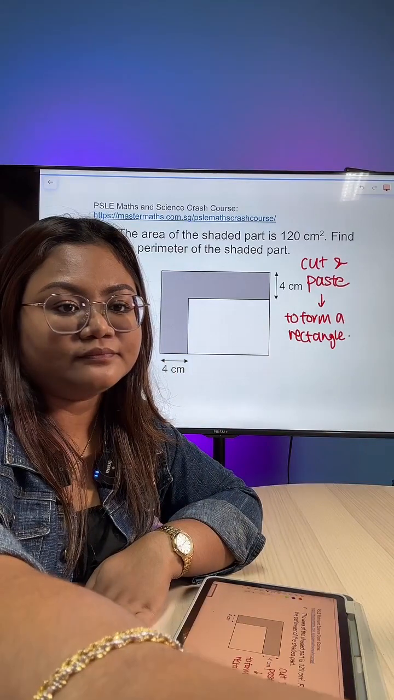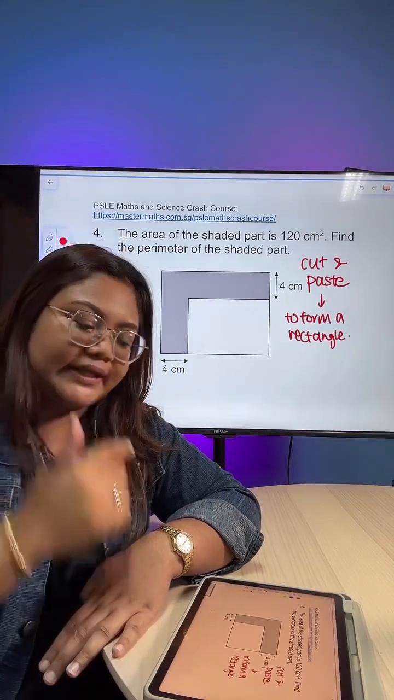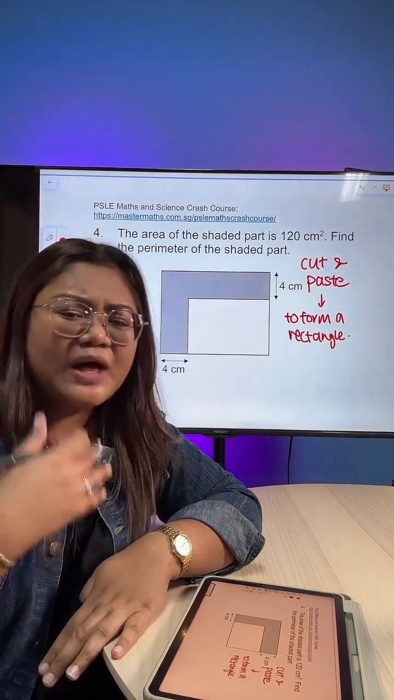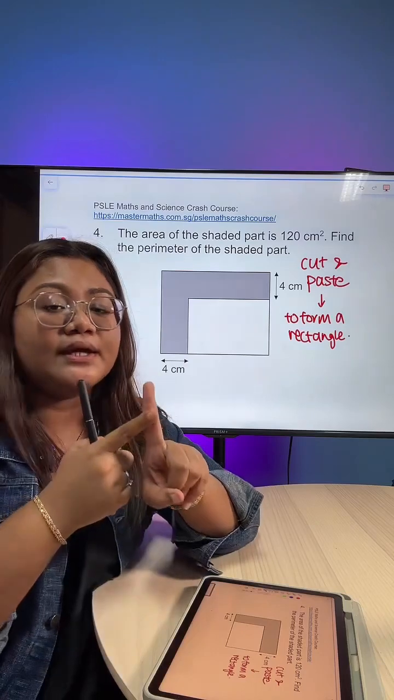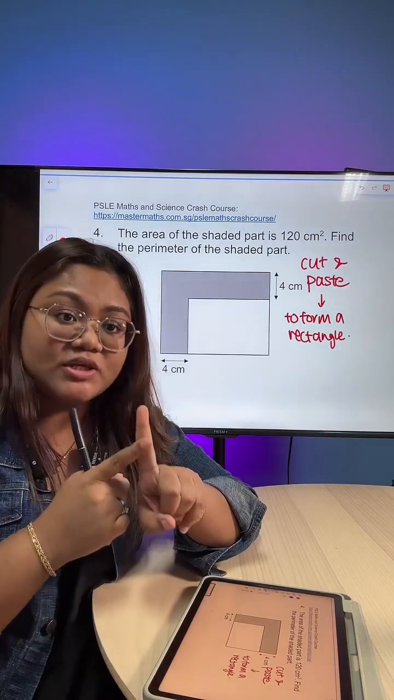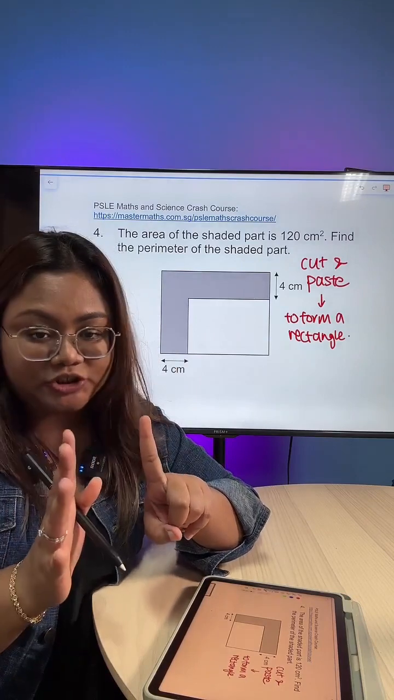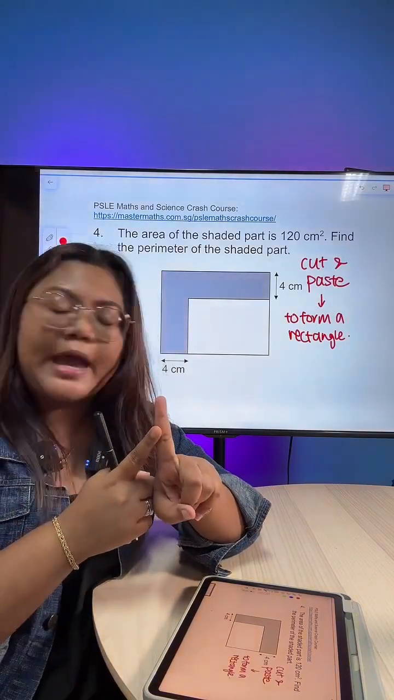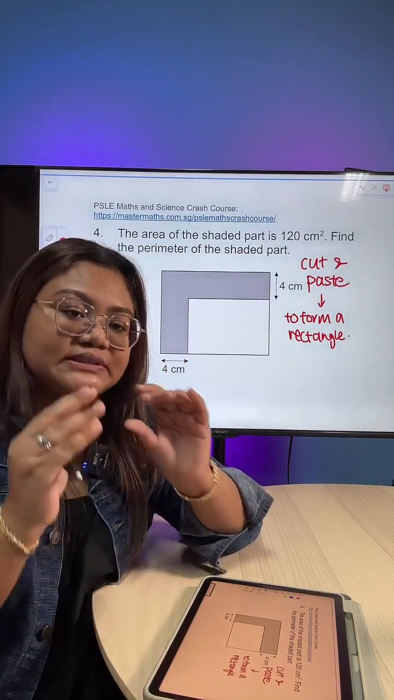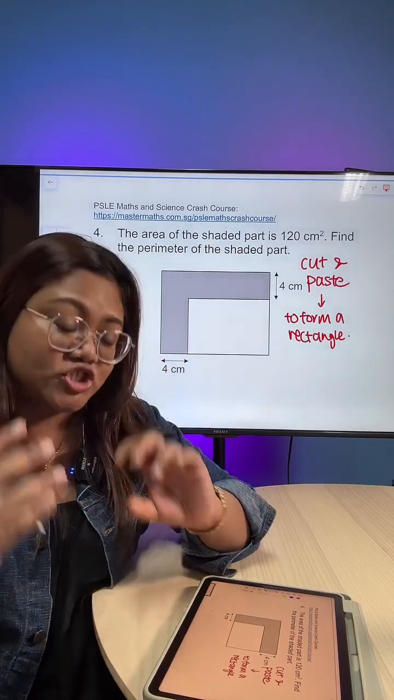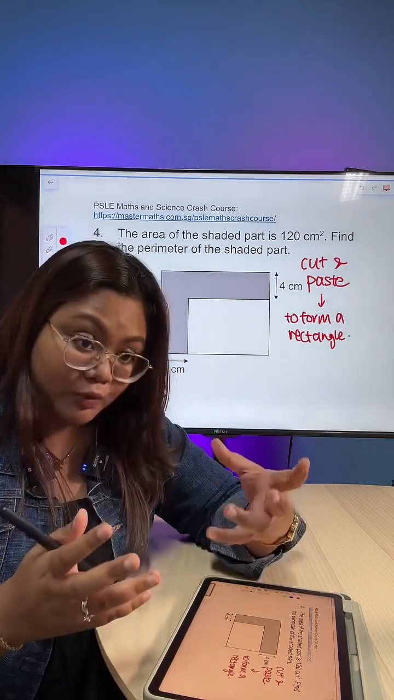Okay? Everybody understand? One more time. How to know cut and paste? I'm the teacher, of course I know, right? But for you, how do you know it's cut and paste? Let me share with you. Number one, you don't have a lot of information in the question and it is an area and perimeter type of question. Okay, area, perimeter type and not much information.